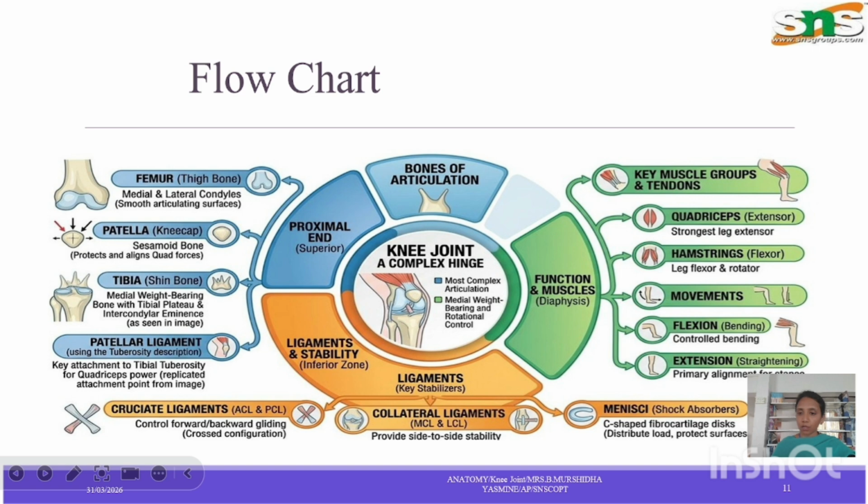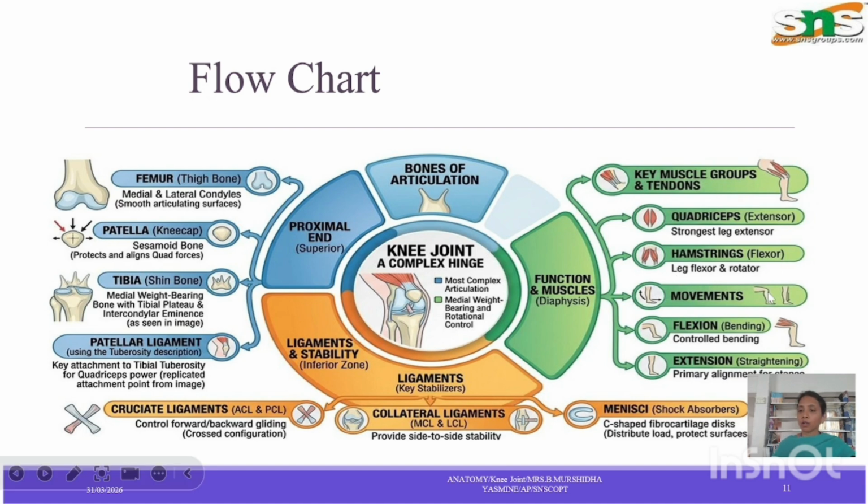Meniscus acts as a shock absorber. C-shaped fibrocartilaginous disc, which distributes the load and protects the surfaces. Function and the muscles. So the key muscle groups are quadriceps, which are the extensor of the knee joint. It's the strongest leg extensor. Hamstring, flexor of the knee joint. Leg flexor as well as the rotator of the leg.